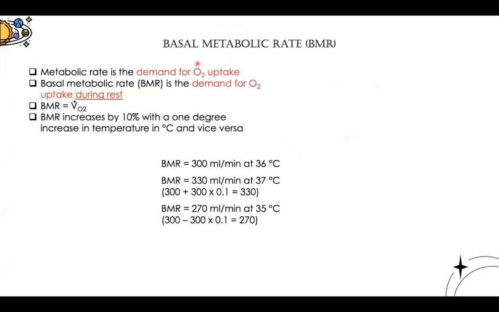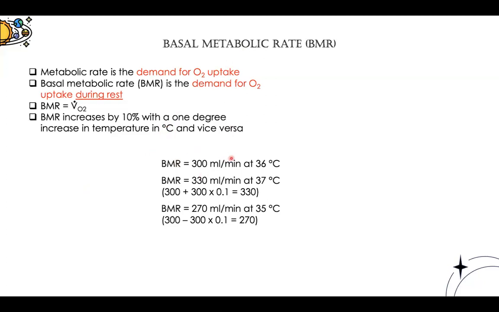Now, what's basal metabolic rate? Metabolic rate itself is your demand for oxygen uptake. Basal metabolic rate is your demand for oxygen uptake at rest, not while you're exercising, not while there's an unsteady state, but during rest. And basal metabolic rate is actually equal to VO2, where the dot means time, so it basically means oxygen ventilation. BMR increases by 10% with a 1 degree increase in temperature in degrees Celsius, and it decreases by 10% with a 1 degree decrease in temperature in degrees Celsius. Make sure you use degrees Celsius because it's different for Fahrenheit.